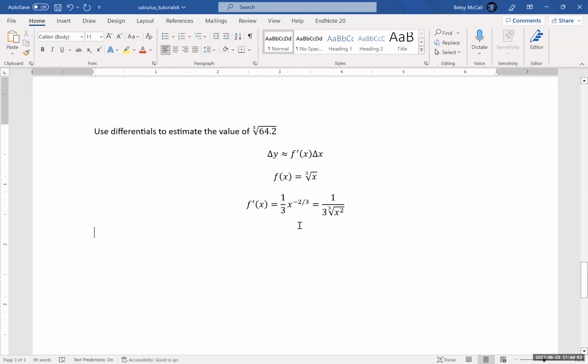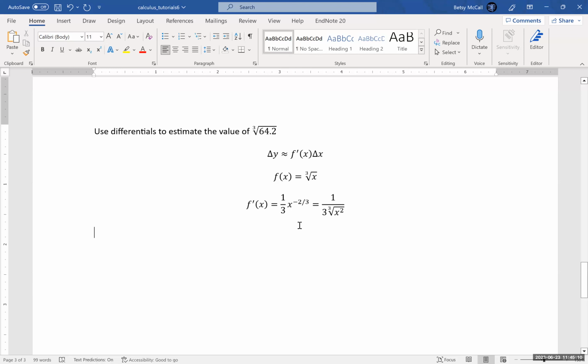But what we want is to pick a number as close as possible to a perfect cube that we can use to do this estimation. So 64 is a perfect cube. It is 4 cubed. 4 times 4 is 16, times 4 again is 64.